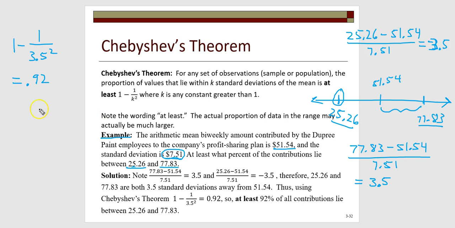And so Chebyshev's theorem says at least 92% of all the contributions made to this profit-sharing plan were between 25.26 and 77.83. And so that's an example of how we apply Chebyshev's theorem. And keep in mind, the key thing here is the wording at least 92%. It could be more. Chebyshev's theorem gives you a lower bound on the percent of data within so many standard deviations of the mean. Now let's take a look at the empirical rule.